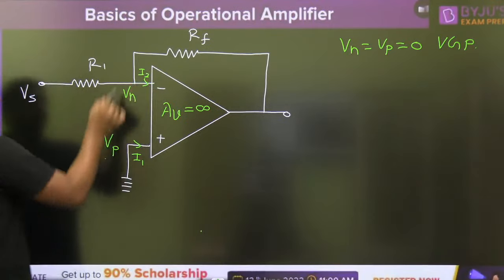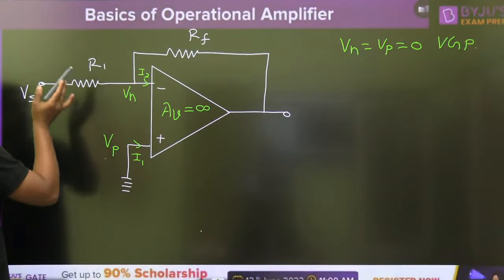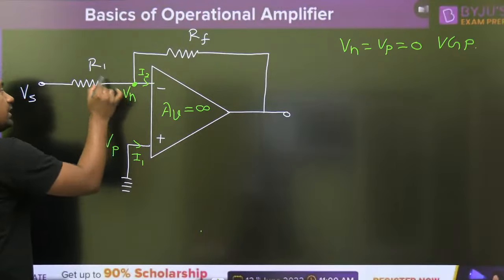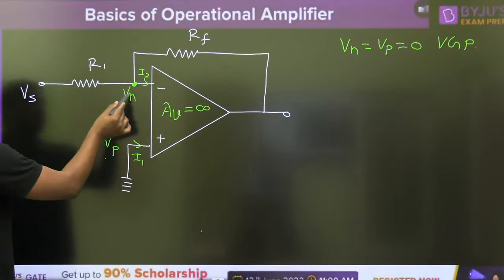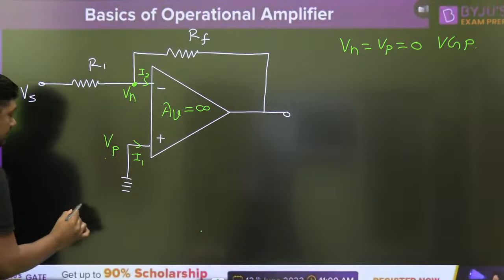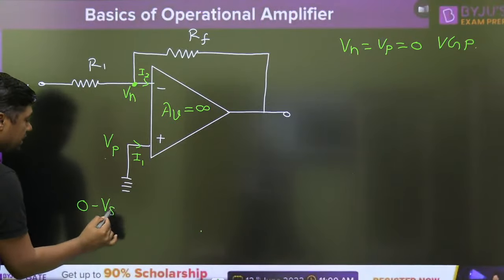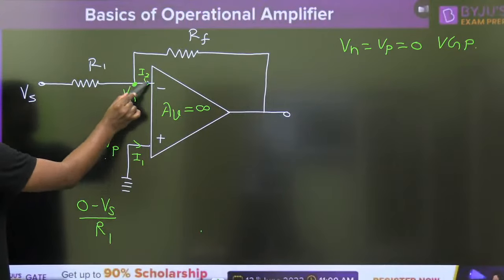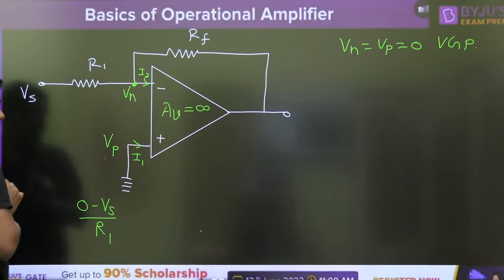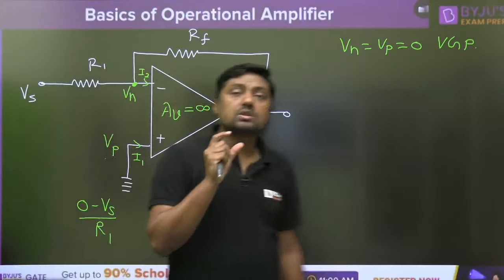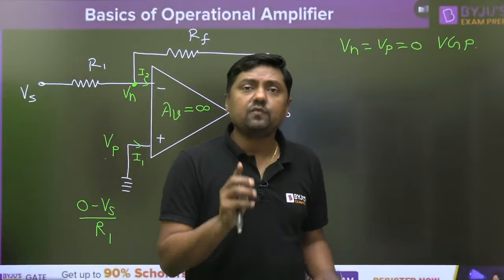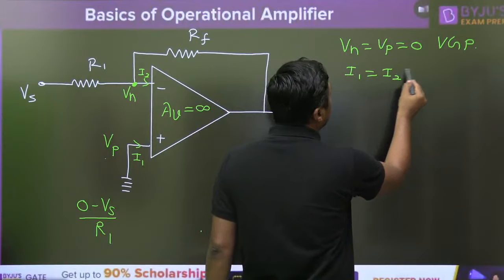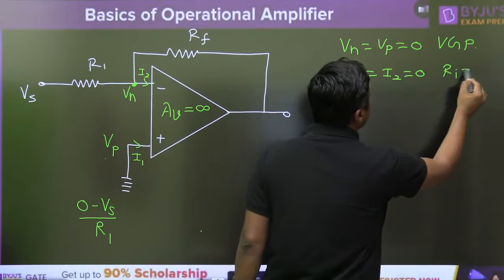Now when we are solving, always remember, the current entering the operational amplifier is 0. I1 and I2 are 0, then we can apply the KCL at this point. Incoming is equal to outgoing. Directly you can say 0 minus Vs by R1. I am applying the KCL, remember that, because the current entering the operational amplifier is 0. Why? Because the input resistance is infinite for an ideal op-amp. Ri is infinite.